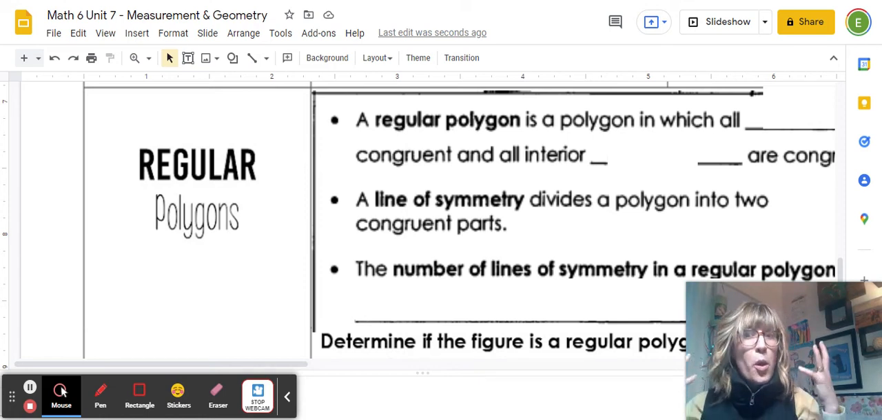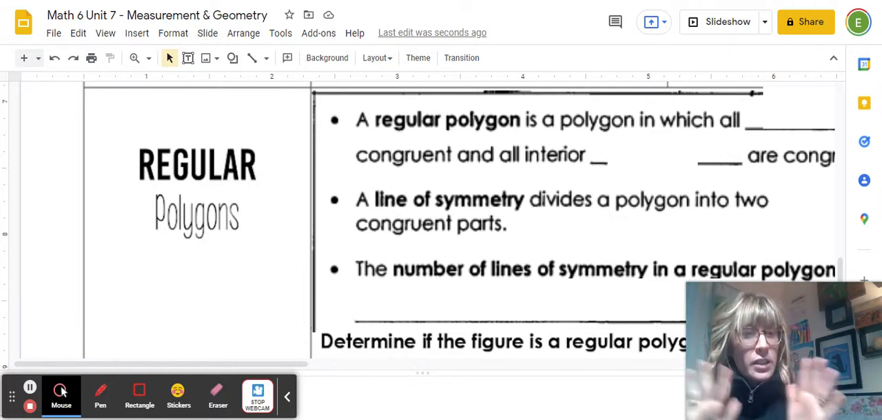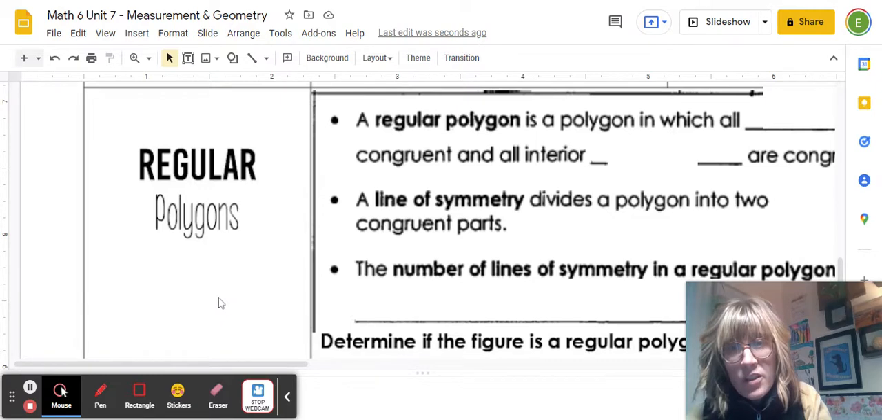Hello. So we are going to be thinking about polygons here. So multi-sided closed shapes that all have only straight lines. And there's kind of different types of polygons. One specific type of polygon is called a regular polygon.